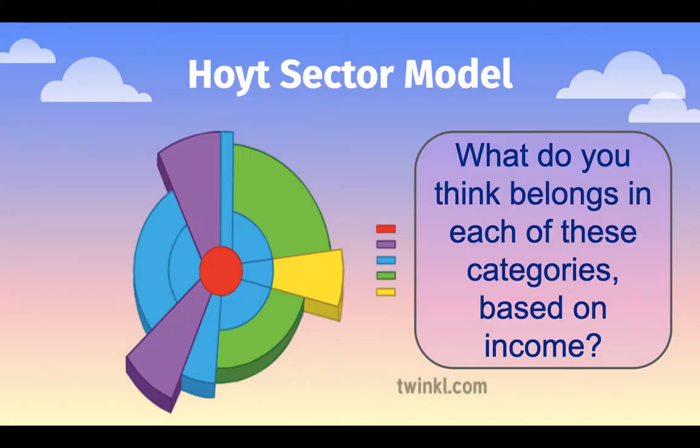And what I'd like you to do is pause this video for a second and see if you can predict which items, which categories go with each of these 5 colors as they are represented in the Hoyt sector model. So see if you can take a second and predict what each of these 5 things will be in the Hoyt sector model. And then play it again, and we'll go on to the next slide, and I'll show you. All right, let's take a look.